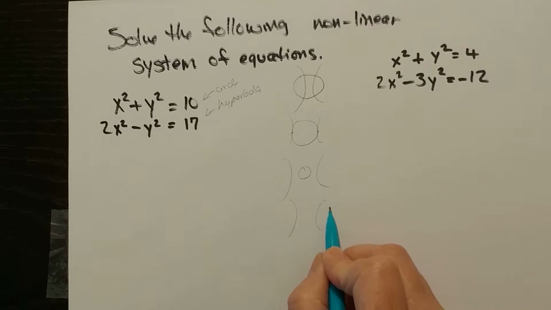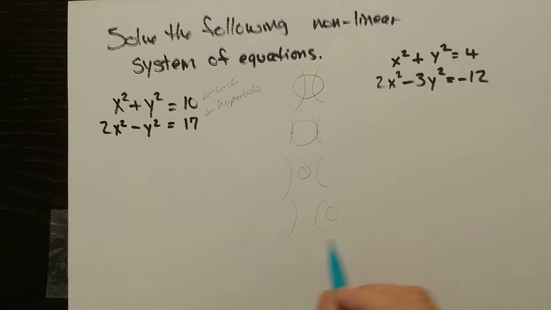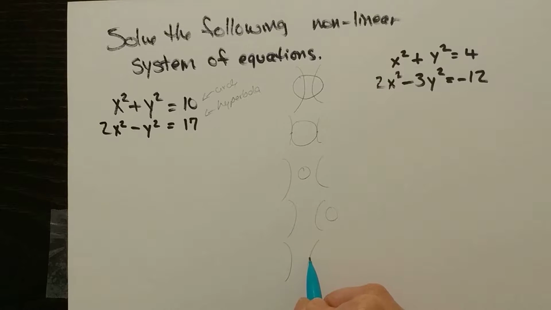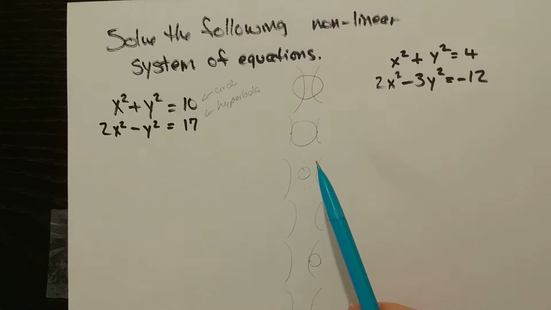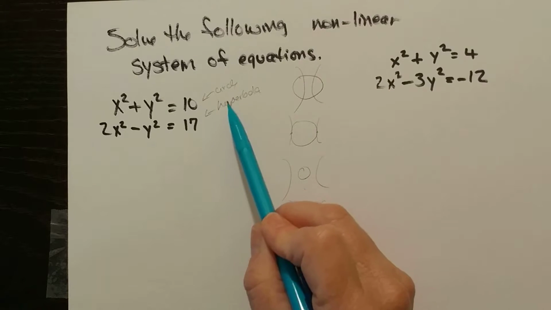You could also have it not intersecting anywhere, for instance there. You could have it intersecting in 1 place. I think you could even have it intersecting in 3 places. That doesn't look much like a circle, but this just helps you get the idea of the different possibilities. So you could have 0 answers, 1 answer, 2 answers, 4 answers. Those are the possibilities. So this is an instance where we have a circle and a hyperbola.